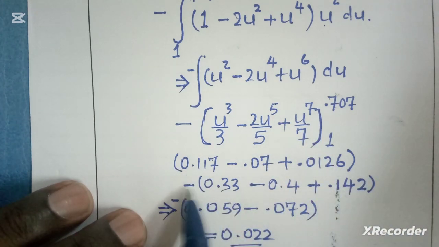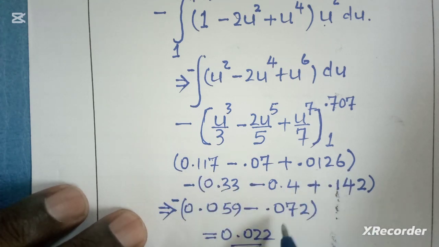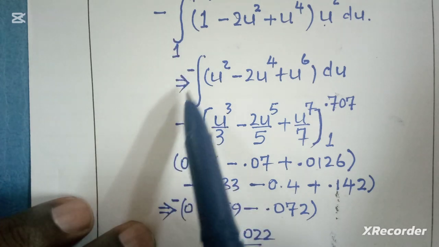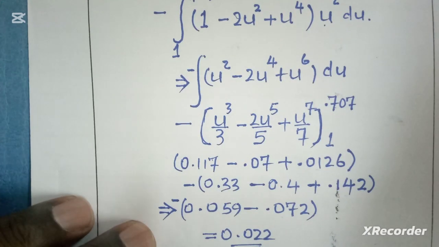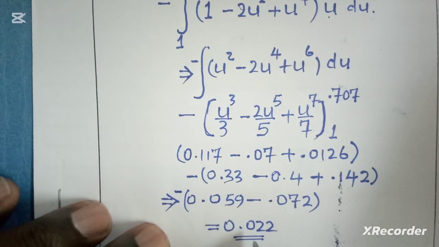Then I have come and subtracted. After subtracting, guys, of course this one I got 0.059, or this one I got 0.072. I subtracted, I got minus 0.022, but here there is a negative, the one that we've been carrying everywhere, so that now finally we get our solution as 0.022.